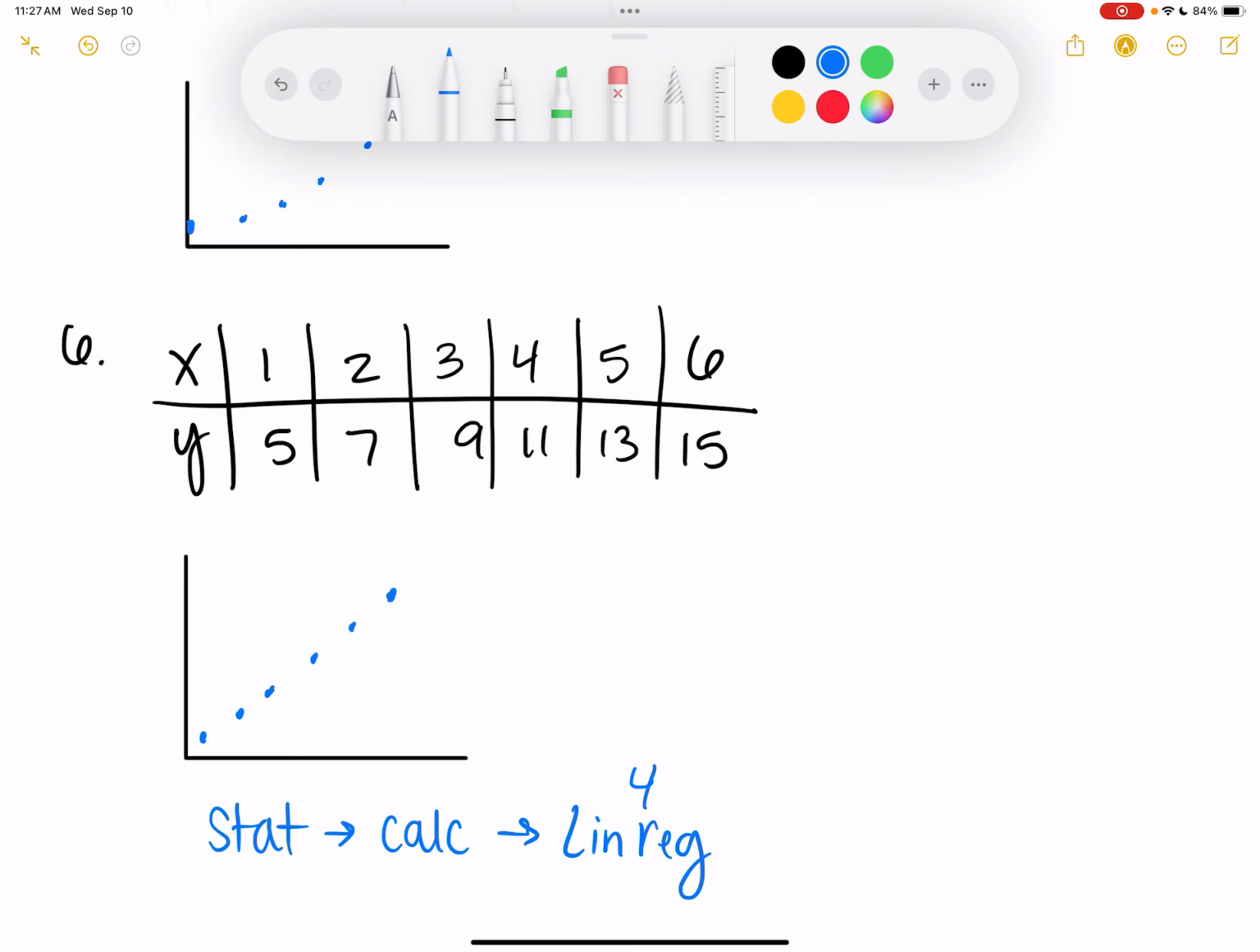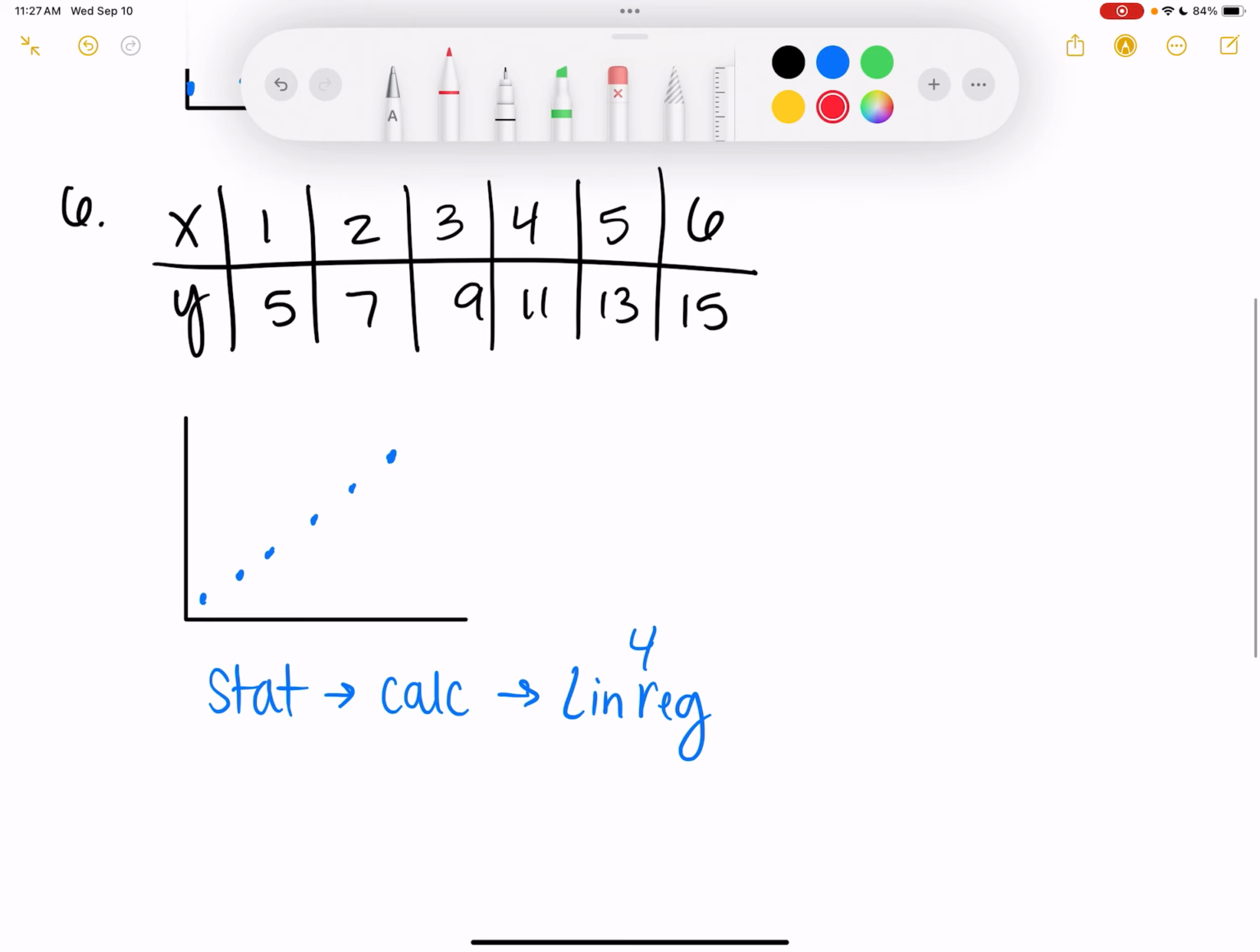So this means that my equation for my best fit line is y equals 2x plus 3. Press calculate.